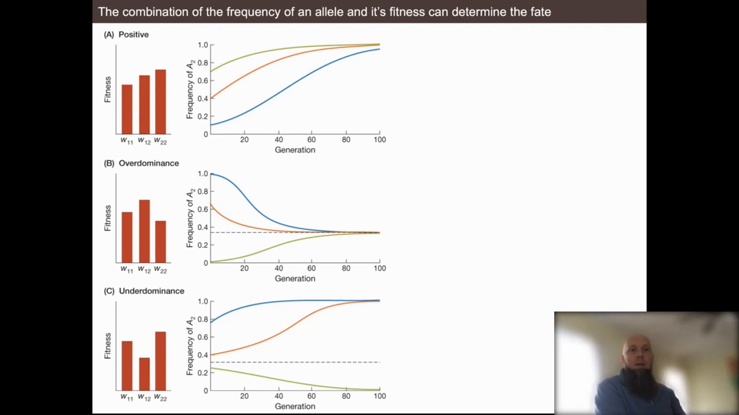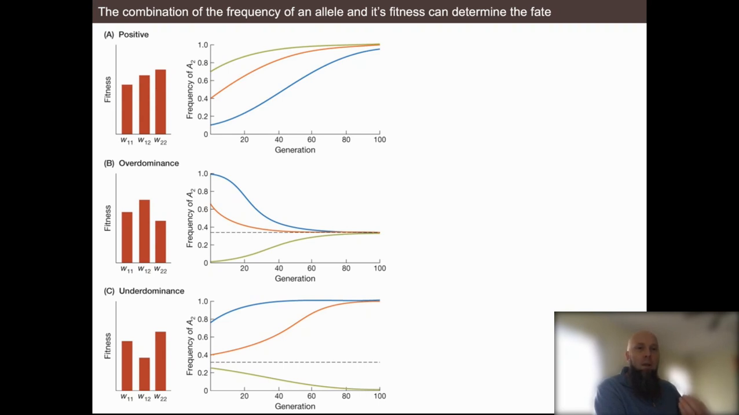In instances of overdominance, okay, what I just talked to you about, you can see that the heterozygote, the W12, W being relative fitness, the relative fitness of the 1-2 heterozygote is the highest, okay? In overdominance, the heterozygote has the highest fitness, and look at these 3 different scenarios for the frequency of A2. A2 could start out damn near 0 or at 1, and either way, it's going to converge on this intermediate frequency of just below 0.4, okay?